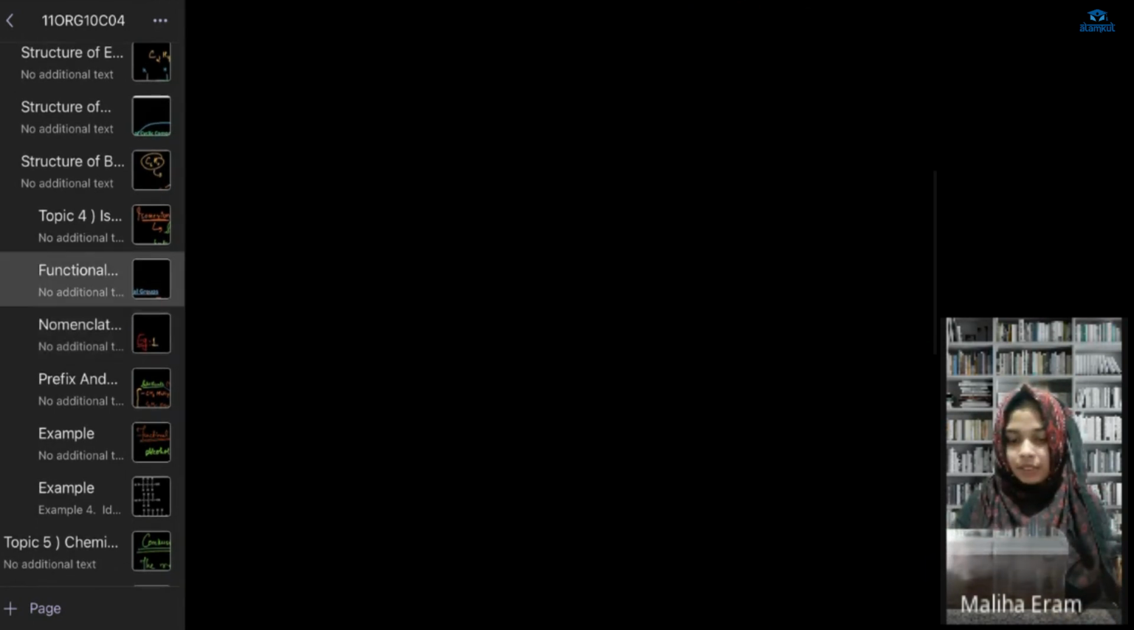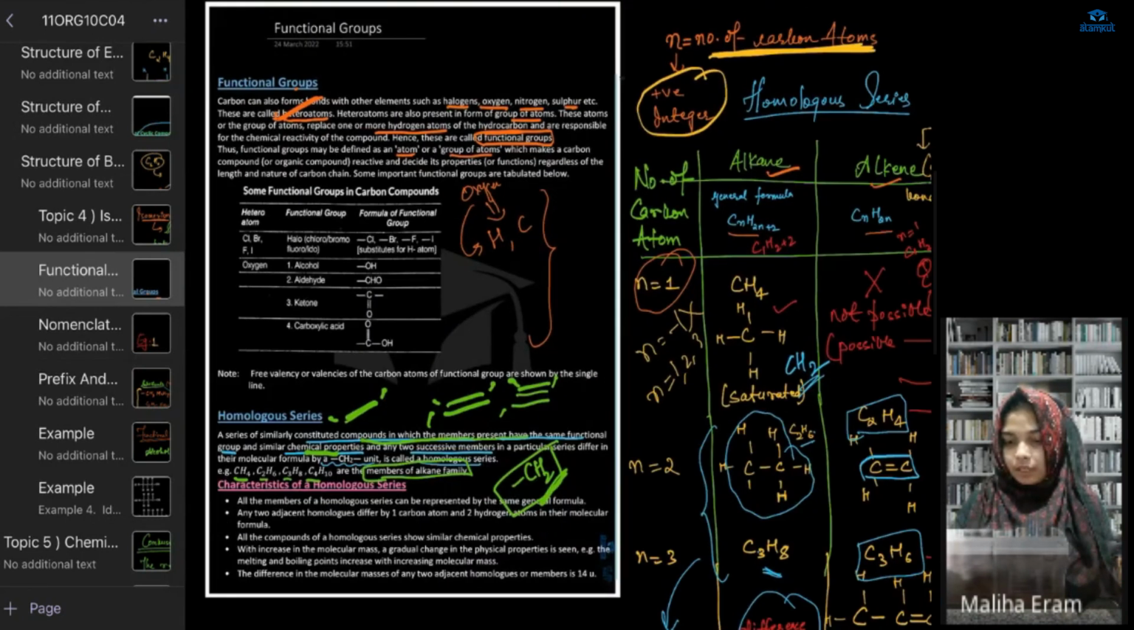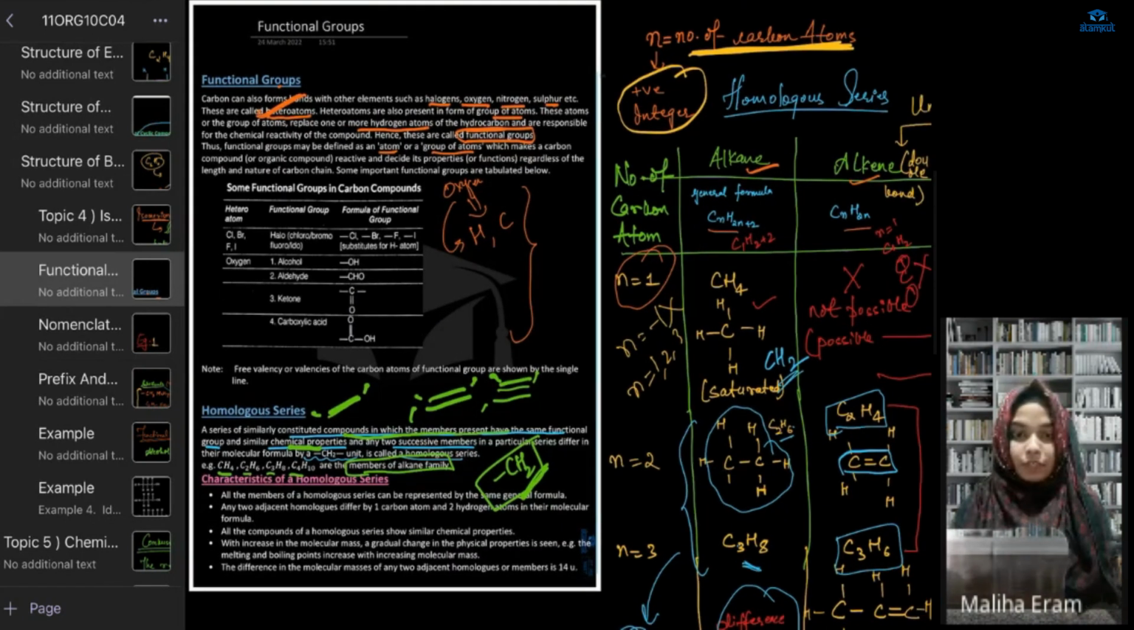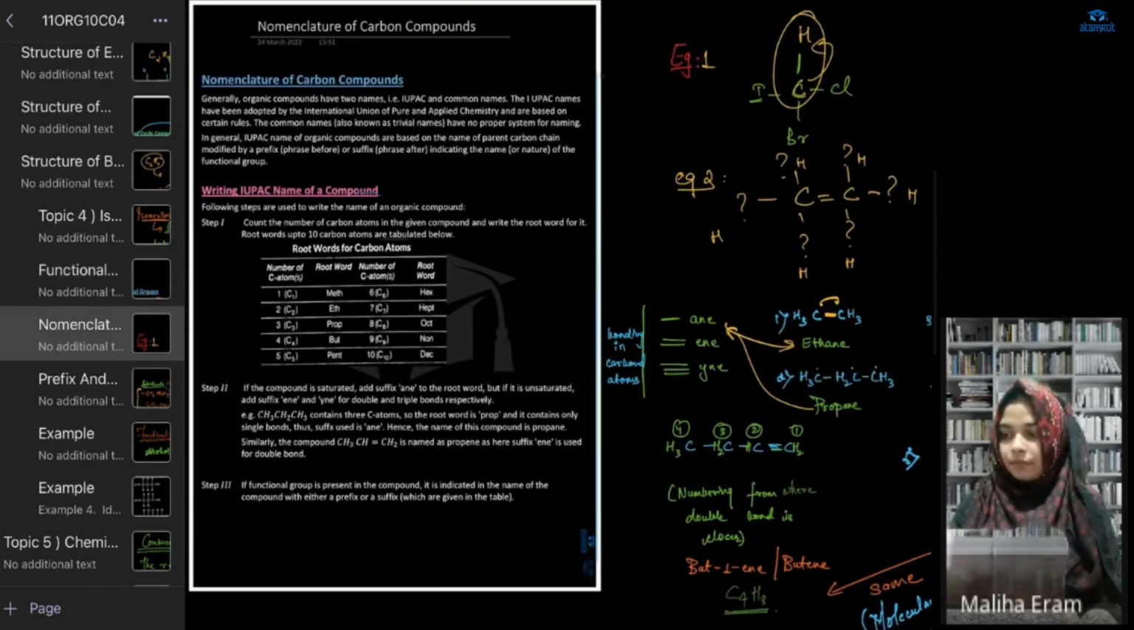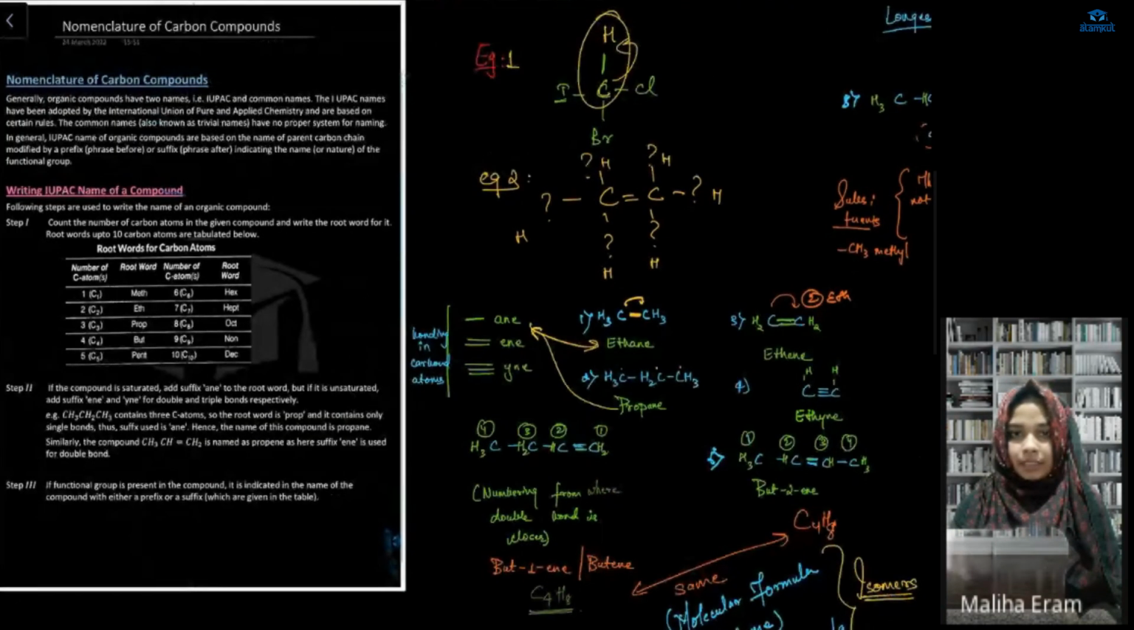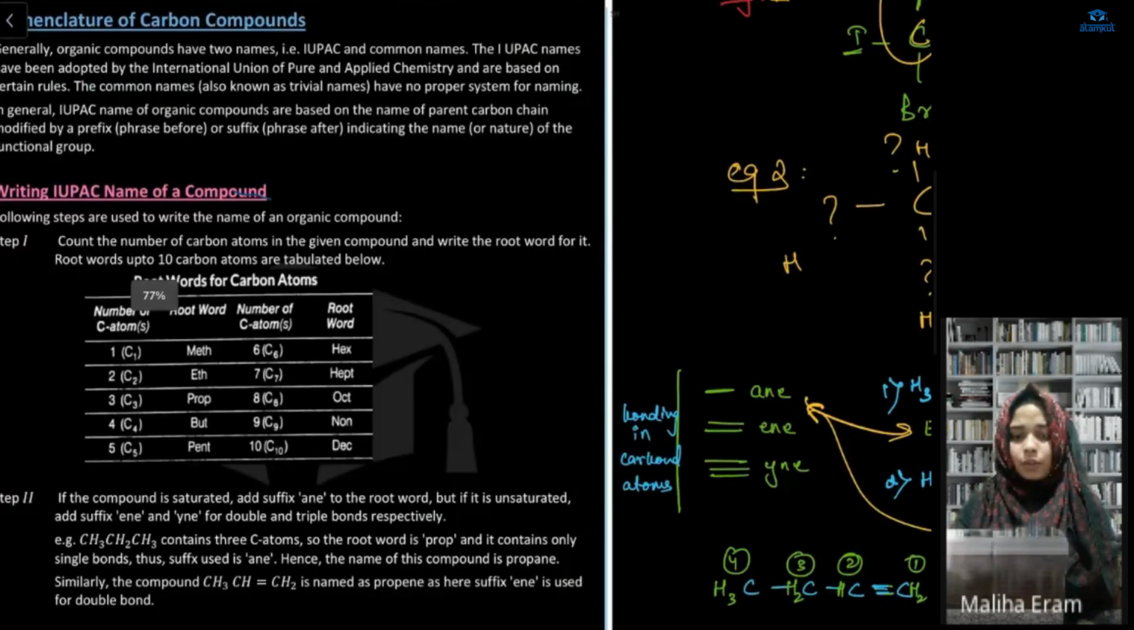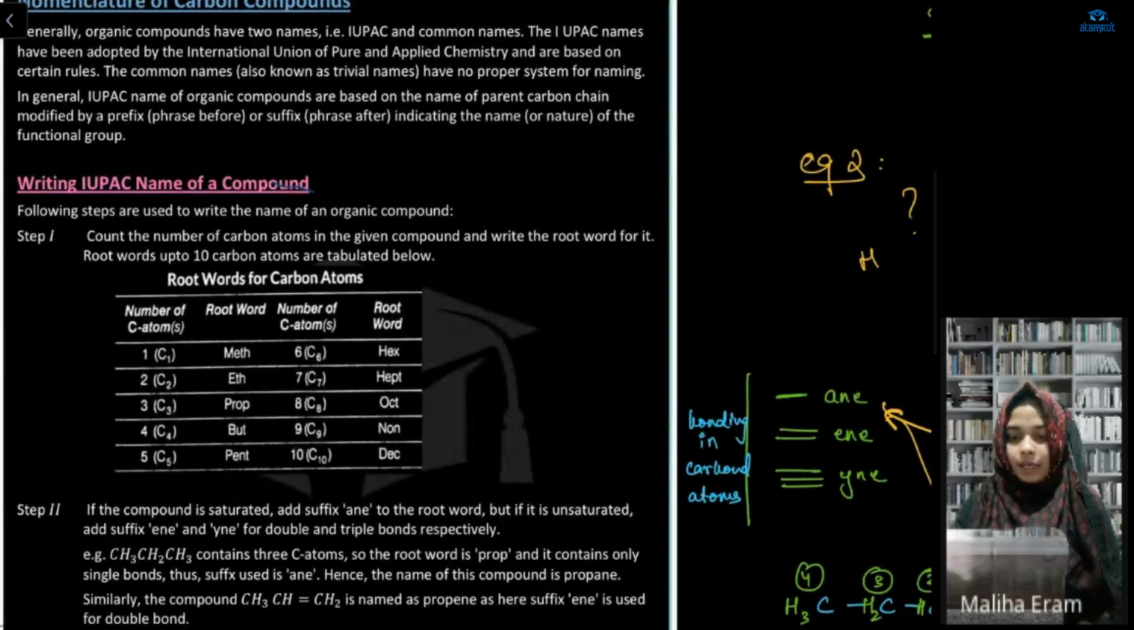Last class we discussed the functional groups and the homologous series, and today we will be learning about nomenclature. ठीक है, तो nomenclature means writing all the IUPAC names. तो इसके बारे में पढ़ते हैं.